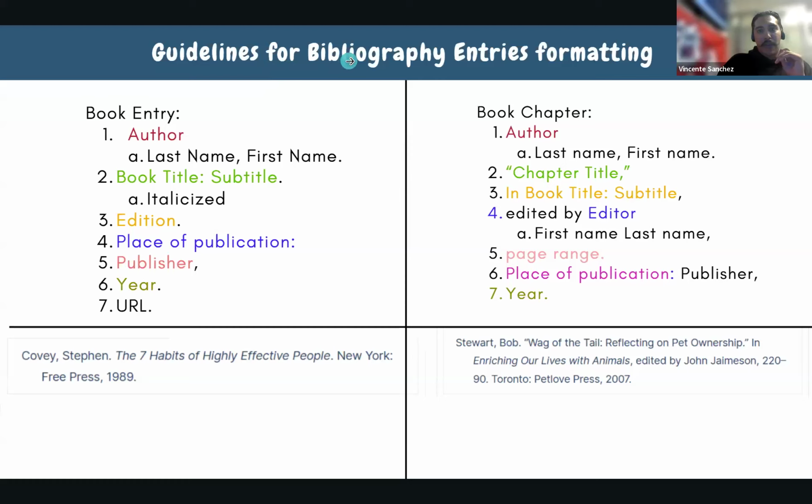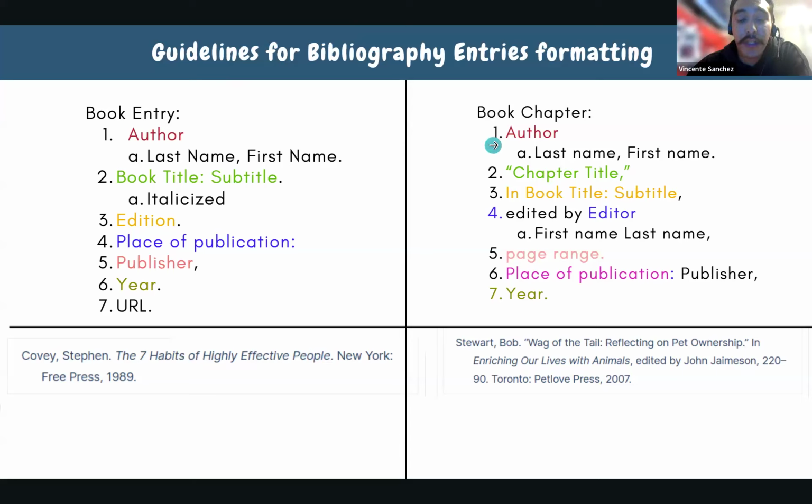So for the guidelines for bibliography entries, just like the footnotes, it's a little bit different for the entries in the bibliography. For the book entry, you're going to have the author, last name, first name, and then your book title, and then a colon and a subtitle if it has one, and you're going to italicize that. Then the edition, the place of publication, the publisher, and then the year. And here we have some examples, and notice how we have the hanging indent right here. And this one doesn't have a subtitle, so we just italicized the book title.